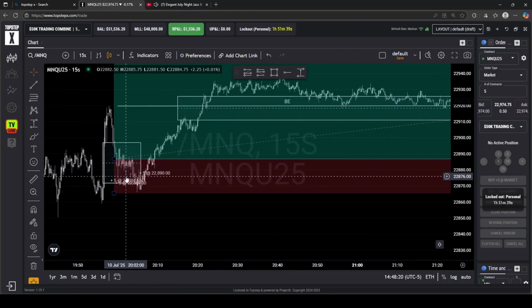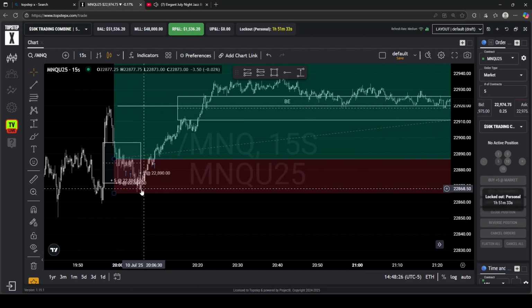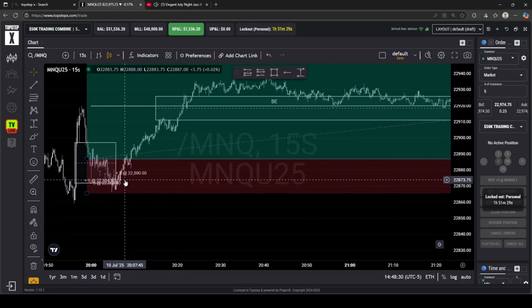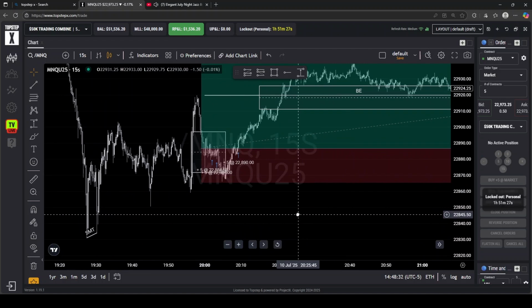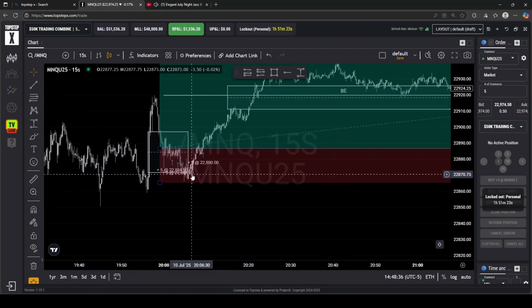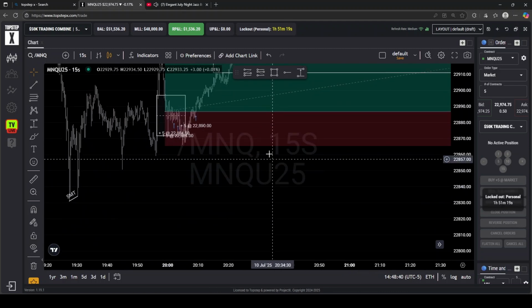I entered 5 micros here, and as you can see, it really disrespected it, but I was still very bullish. So I entered again as soon as I saw it came back up to my entry. I entered another 5 micros.